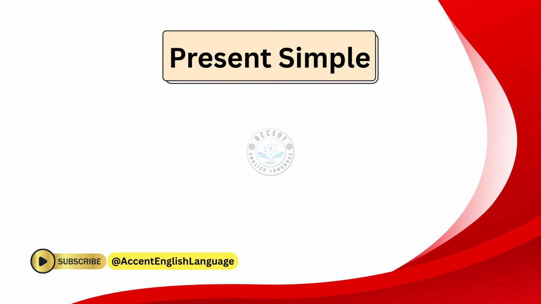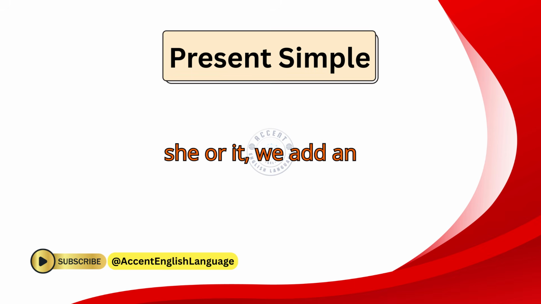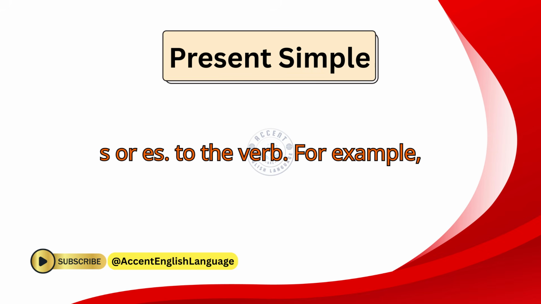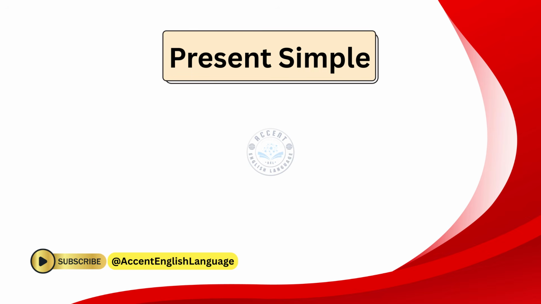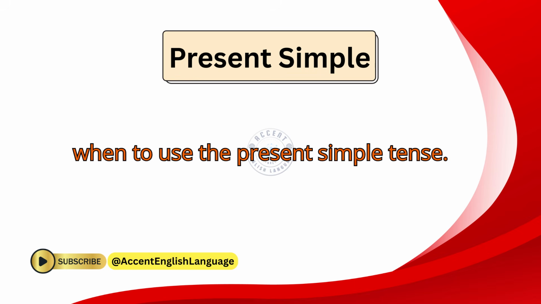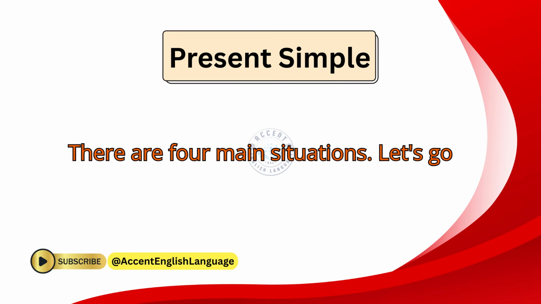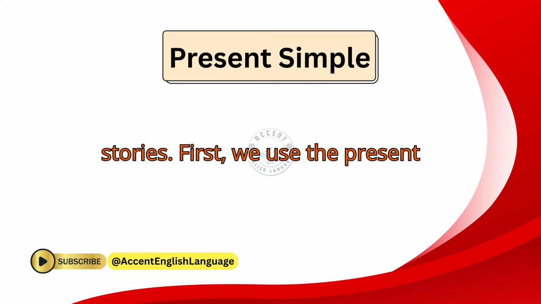They cook dinner. But when the subject is he, she, or it, we add an s or es to the verb. For example, he plays football. She reads books. It rains a lot here. Let's talk about when to use the present simple tense. There are 4 main situations. Let's go through each one with examples and stories.